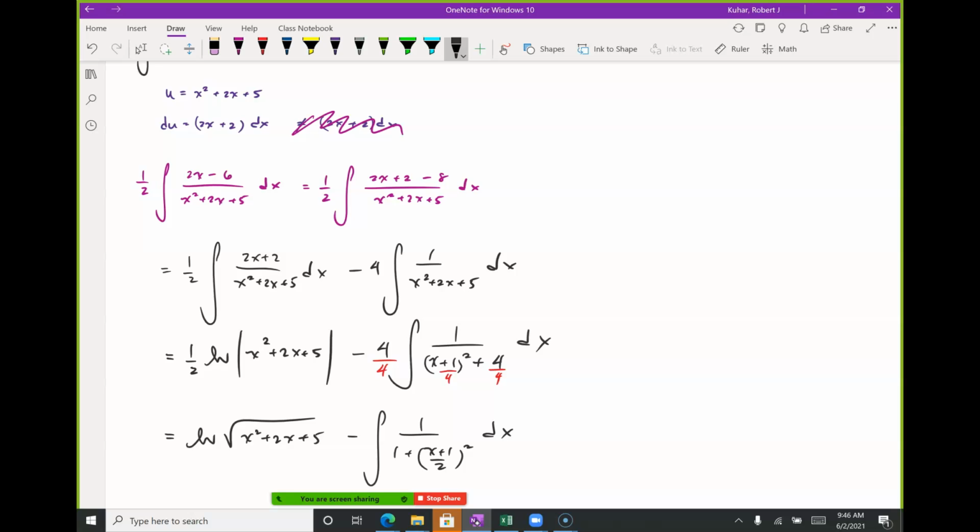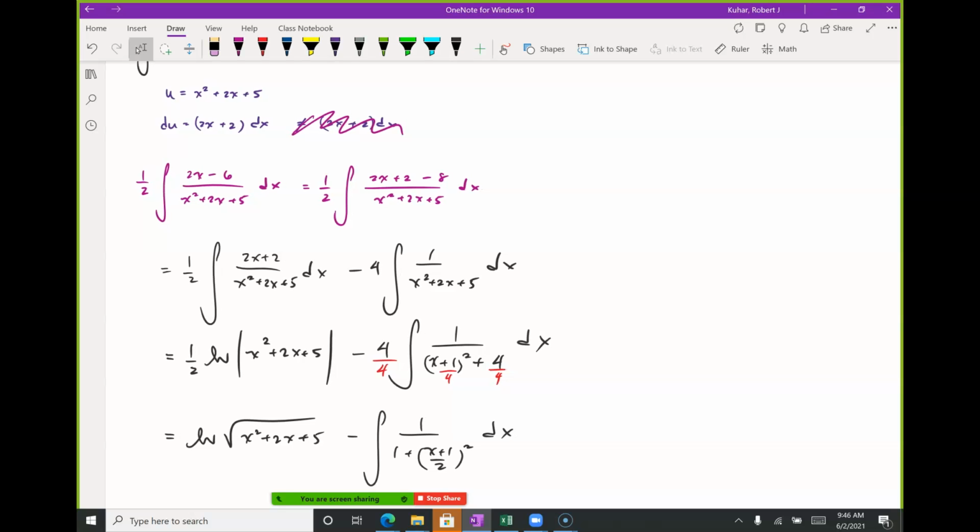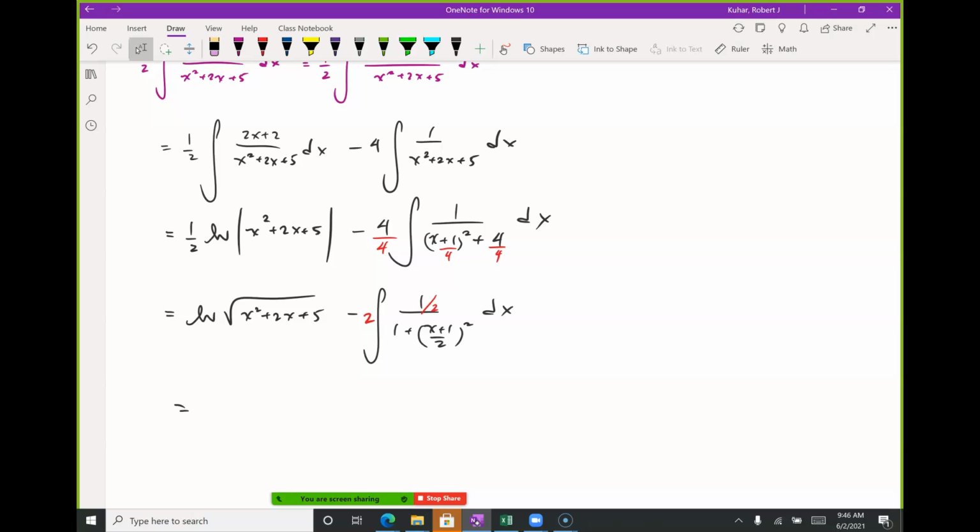I already did this problem before, right? So I know I need a 1/2 dx, so I've got to cancel it with a 2. Now I'm ready for my final answer. I've got the ln of the square root of x squared plus 2x plus 5 minus 2 times the arctan of x plus 1 all over 2, all plus a constant c.